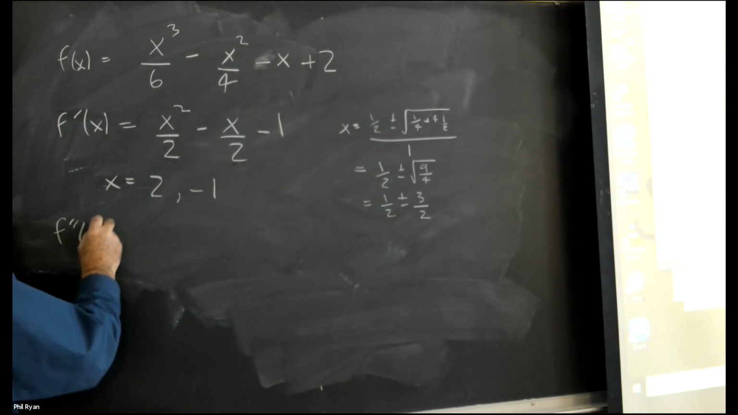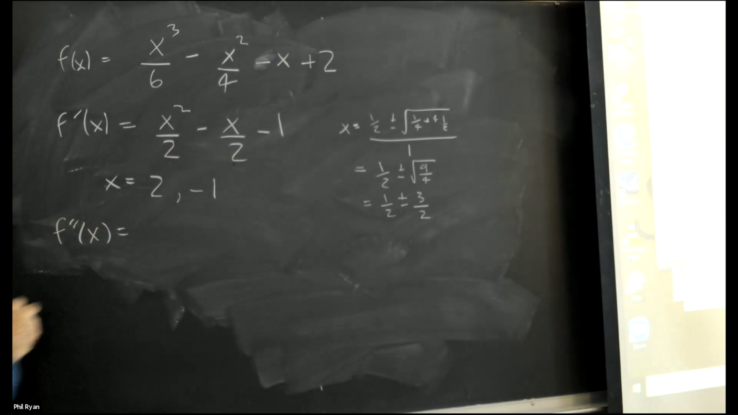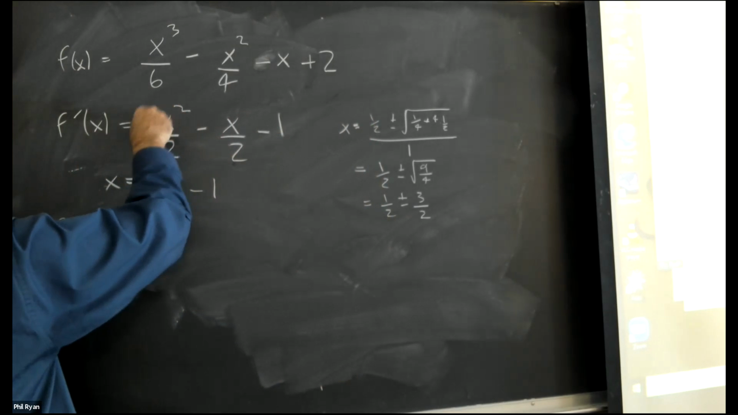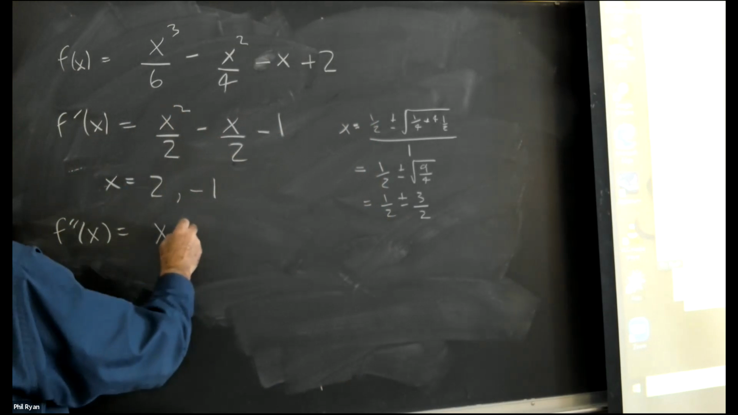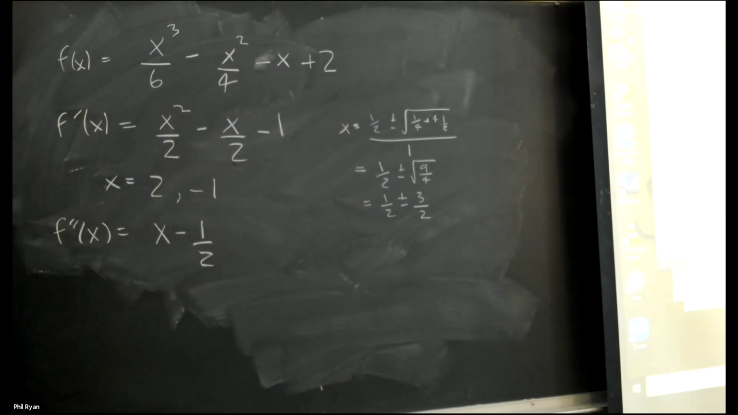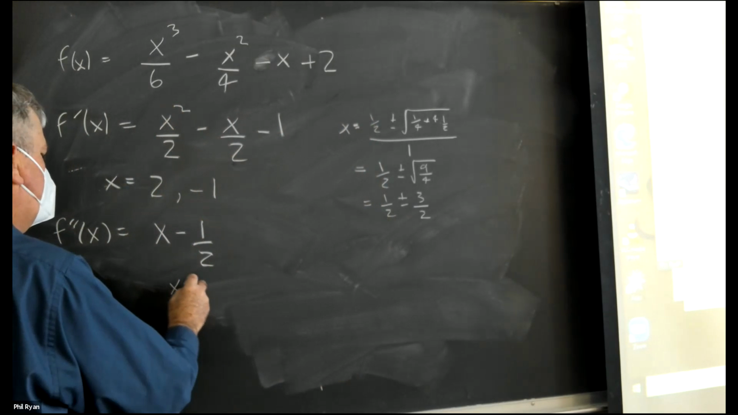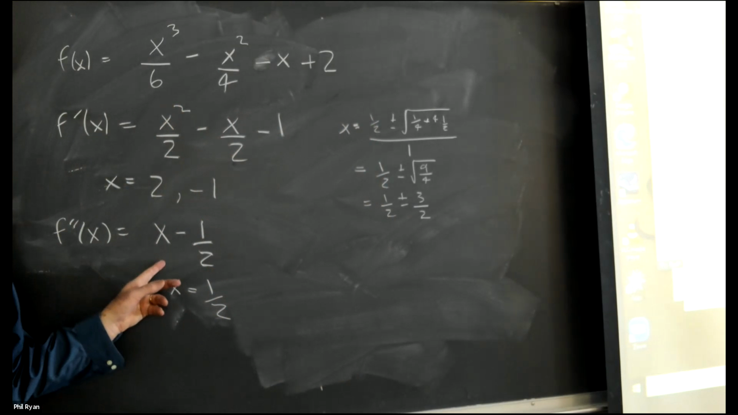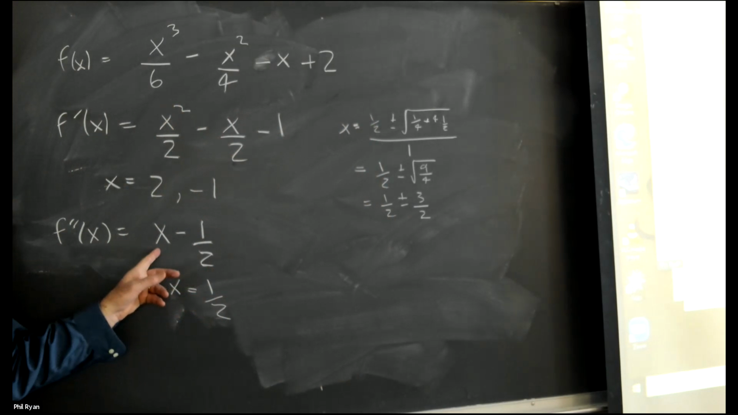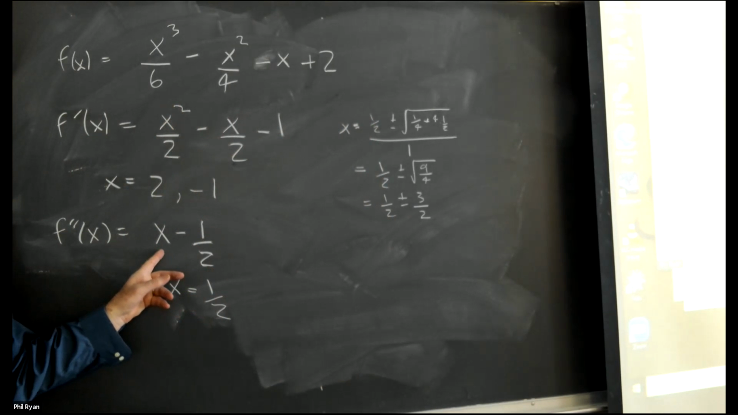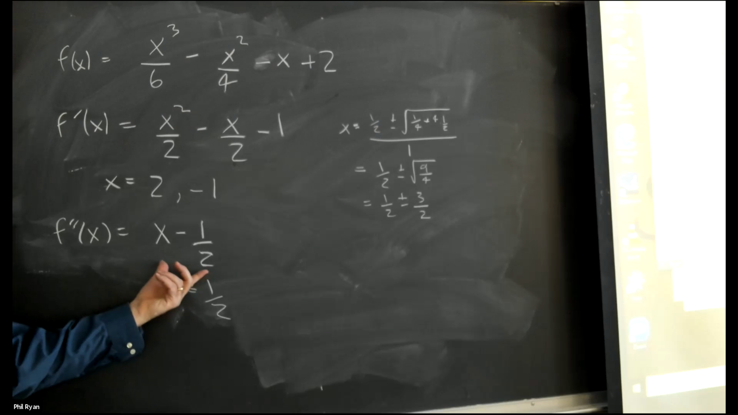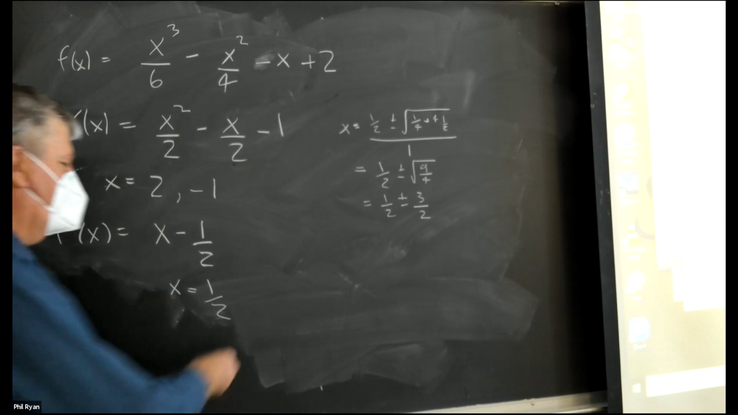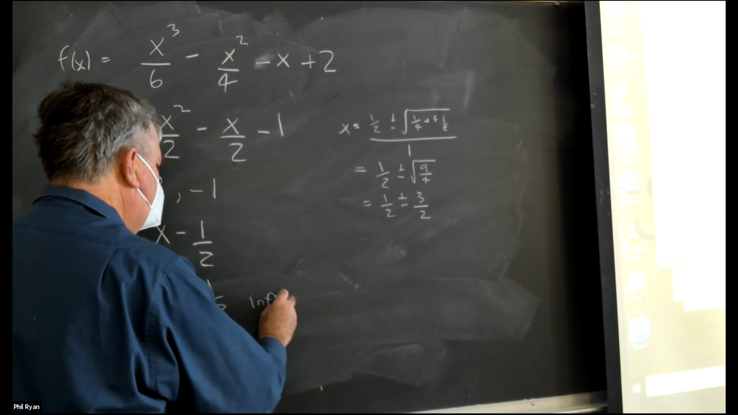Second derivative is going to be easy because that's just going to give us something linear. We're going to get, down comes a 2, we're going to get x minus a half. So we're going to get x equals a half as an inflection point. And we're going to see straight away that's an inflection point, right? Because when x is less than a half, it's going to be negative, and when x is greater than a half, it's going to be positive. So when it's a linear factor like that, straight away you see that it's an inflection point.